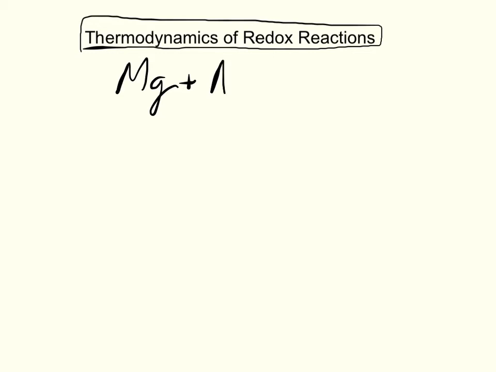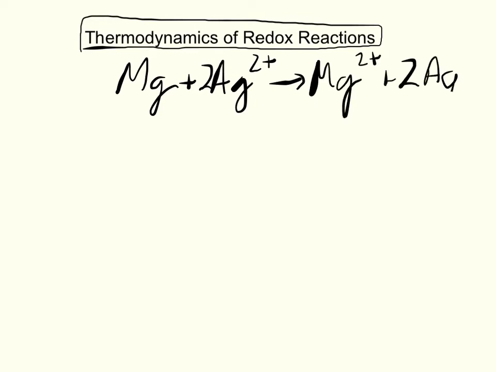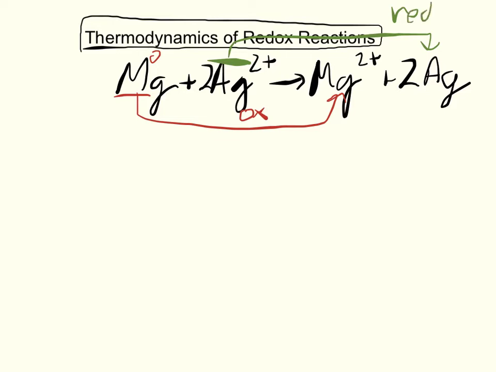So magnesium plus 2Ag+ yields Mg2+ plus 2 silver atoms. So this is a redox reaction where we have the oxidation of magnesium going from a charge of 0 to a charge of plus 2. So it's losing 2 electrons. And we have the reduction of silver going from a positive charge to a net 0 charge.